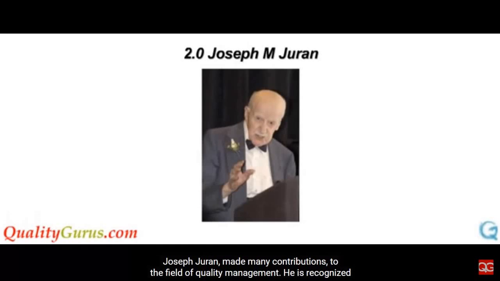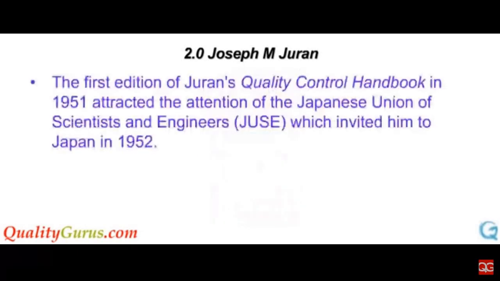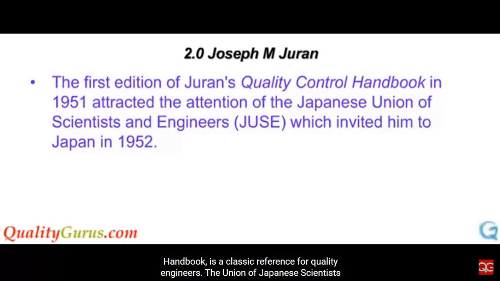Joseph Juran made many contributions to the field of quality management. He is recognized as the person who added the human dimension to quality, broadening it from its statistical origins to what we now call total quality management. His book, The Quality Control Handbook, is a classic reference for quality engineers. The Union of Japanese Scientists and Engineers invited Dr. Juran to Japan to teach them the principles of quality management.